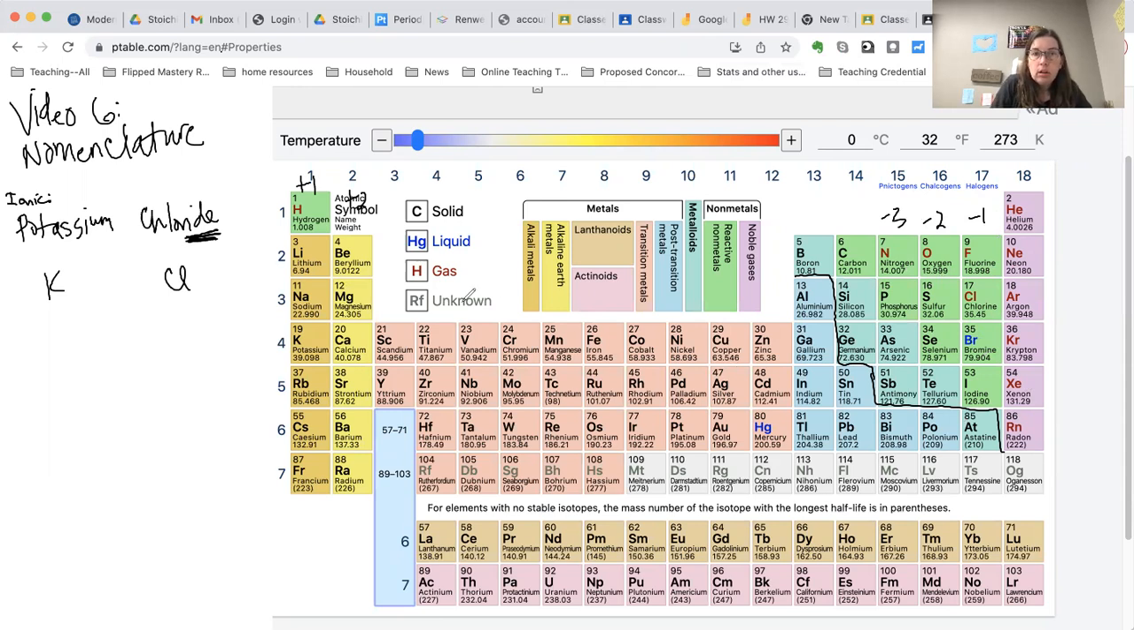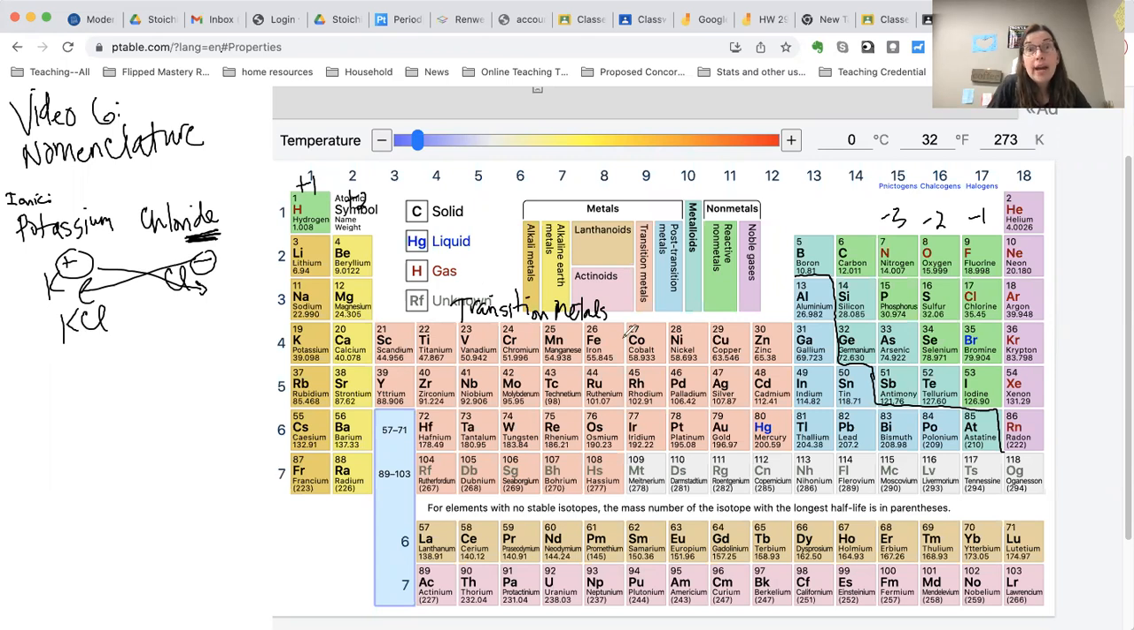In the middle here, these are called the transition metals, and also some of these guys down here. And these are like shapeshifters. They can form more than one positive charge, and so we have to tell you. For potassium, it's always +1. So it's just potassium chloride. This will be +1, and this is -1. You crisscross the charges. We've done this before. And it's just going to be KCl.